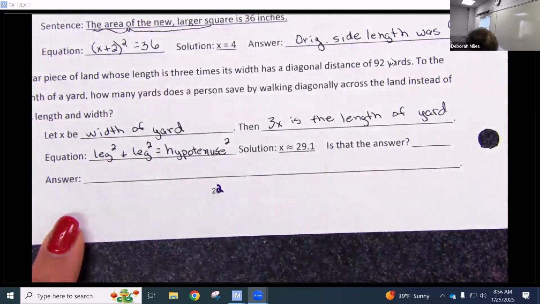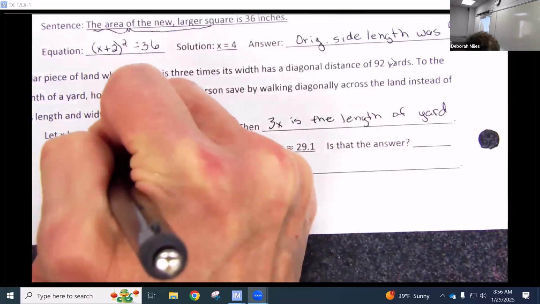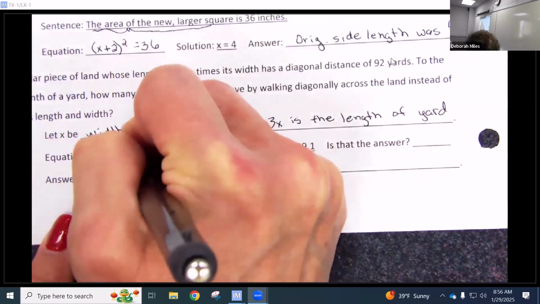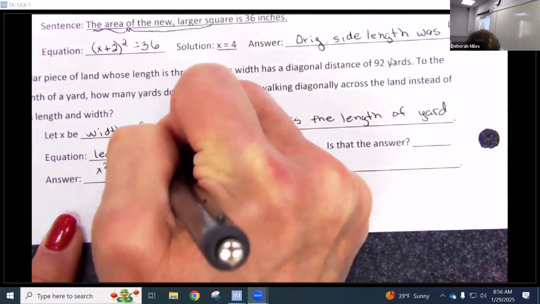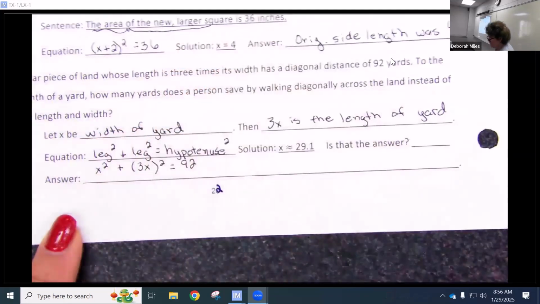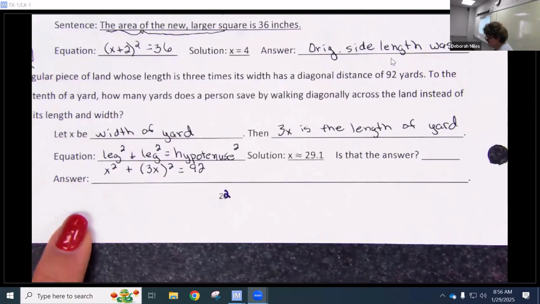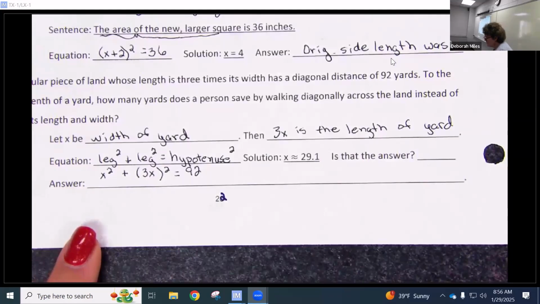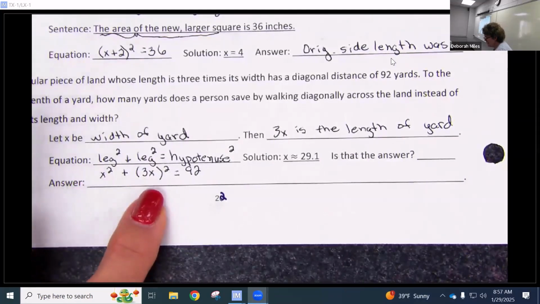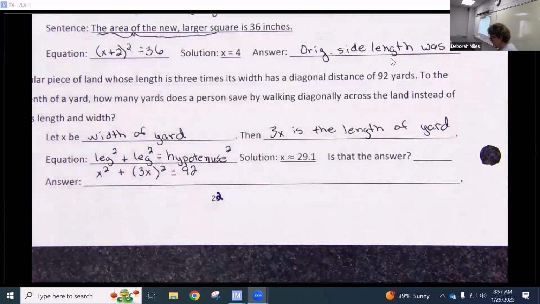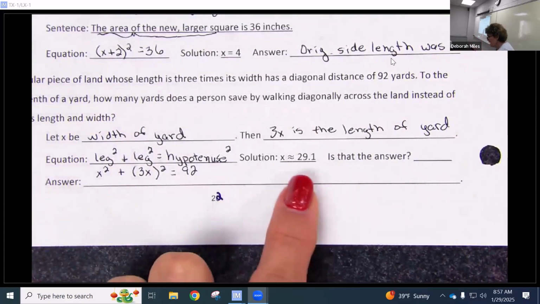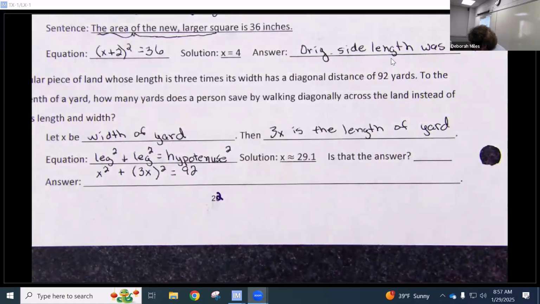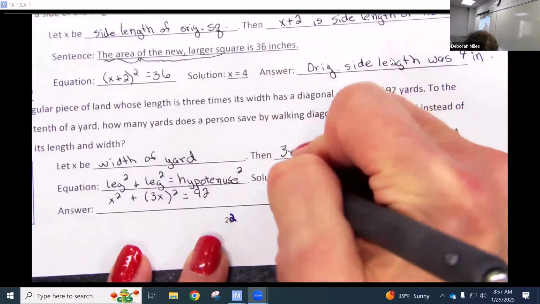Okay, doesn't matter which one. The first leg squared plus the second leg squared equals 92 squared. I solved that. That's x squared plus 9x squared is 10x squared. Divide both sides by 10, take the square root, you get about 29. What is that 29? That's the width of the yard.